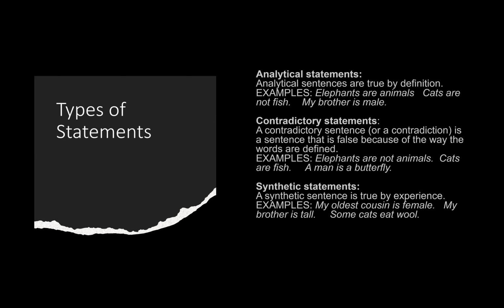Synthetic statements are sentences that are true by experience. These are not statements that we could necessarily look up in a dictionary to discover their truthfulness. For example, my oldest cousin is female. The only way I would know if my oldest cousin was female is by meeting and experiencing my oldest cousin. My brother is tall. Again, my brother could be tall or short or somewhere in the middle, but I would only know that because I have experienced my brother to see that he is tall.